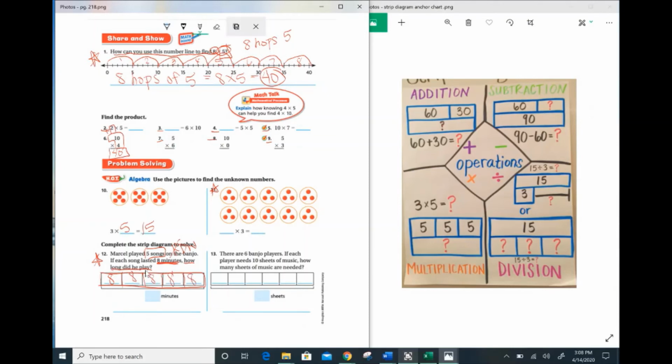Now, how am I going to find out how many minutes he played? So I know that another way of writing this is 5 times 8, and that equals 40 minutes. So he played for 40 minutes. Go ahead and try 13 by yourselves.